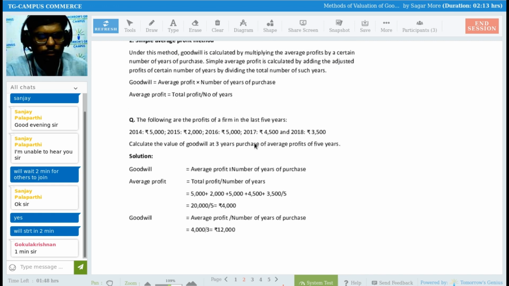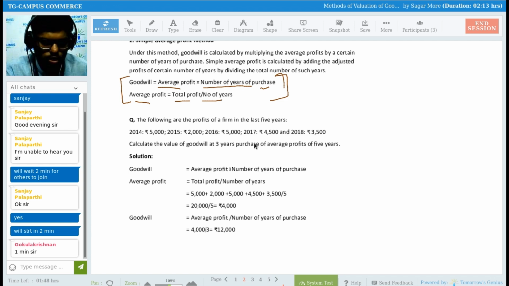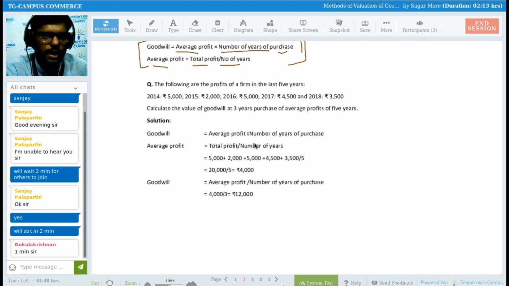See, and what is goodwill formula? We already discussed. So goodwill formula is average profit multiplied by number of years of purchase. So number of years of purchase is already given to you, right? That we have to multiply. Then how to calculate average profit? So total profit divided by number of years. We already studied this, right? Okay. Now we have to see one question. With the help of this question, you can get clarity.